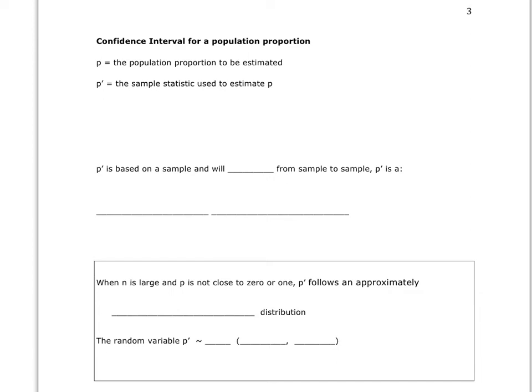We need to come up with a formula for the confidence interval for population proportion. Like for population mean, the confidence interval is going to be based on a sample statistic. In this case, it'll be P prime, the sample proportion, and then we're going to add and subtract to it the margin of error.